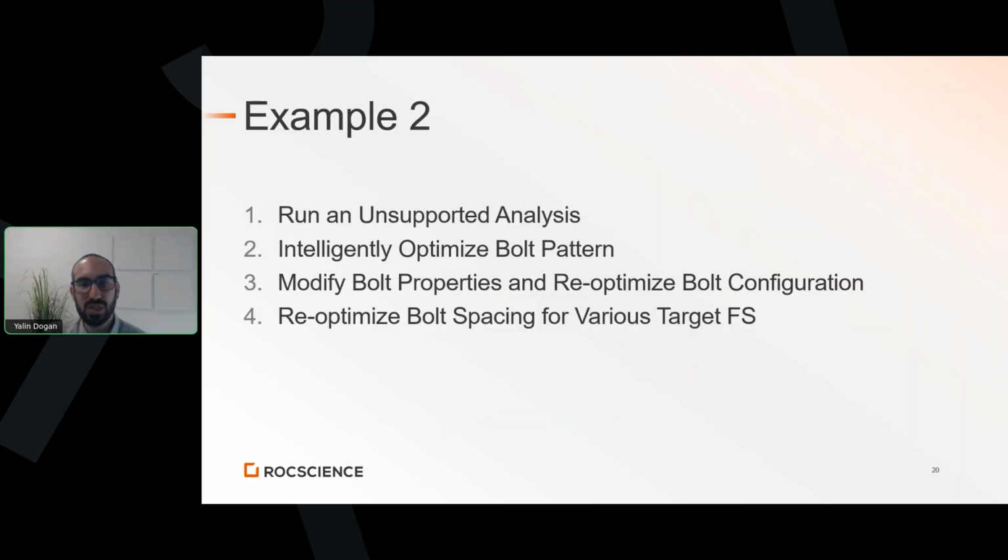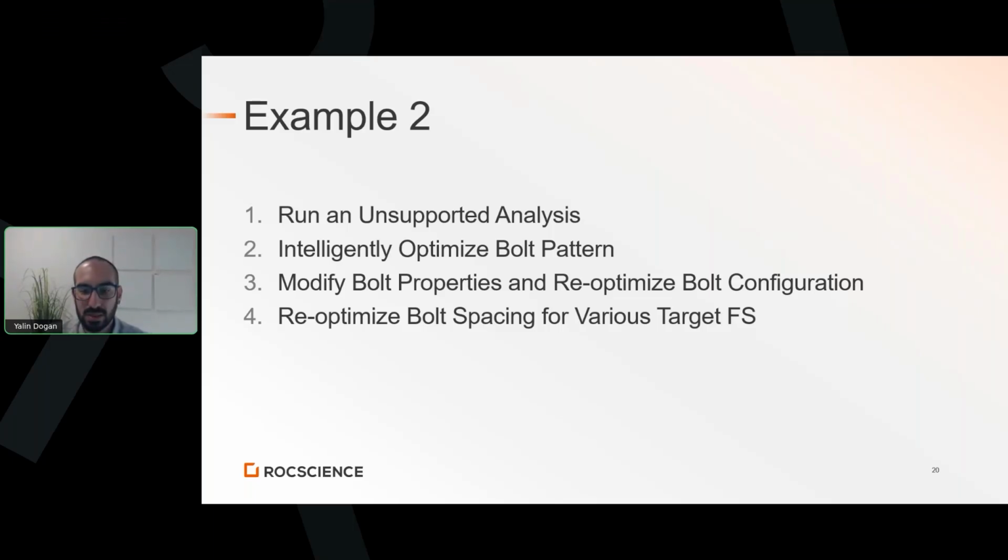So for this next example, I'll begin by running an unsupported analysis to establish a baseline. And from there, I'll show you how to intelligently optimize the bolt pattern, then modify the bolt properties, and rerun the optimization to see the changes in the configuration as well. And before we wrap up, finally, we'll re-optimize the bolt spacing for different target factors of safety.